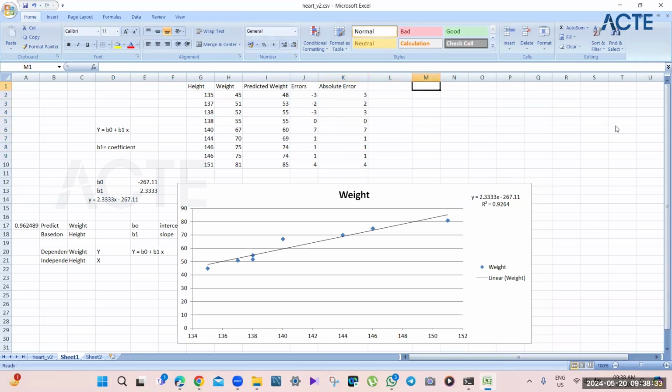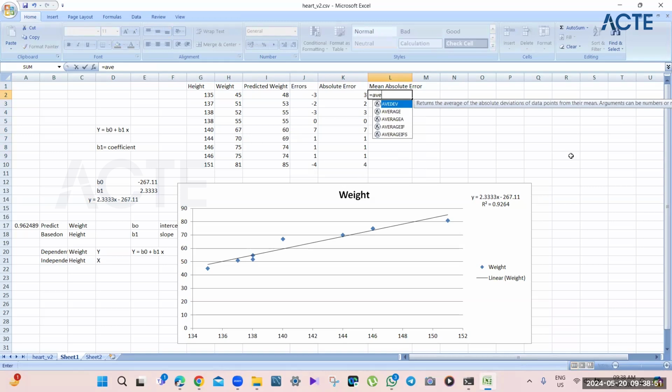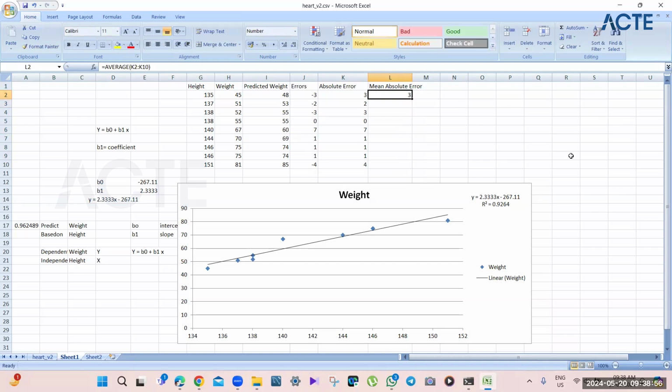Next, what am I going to calculate? Mean absolute error. This is all the error that I'm getting, but what is the average of all these errors? That is something I should also check, right? So the average of all the values is 3. That is my mean absolute error. Understand this as one single case or one single scenario.